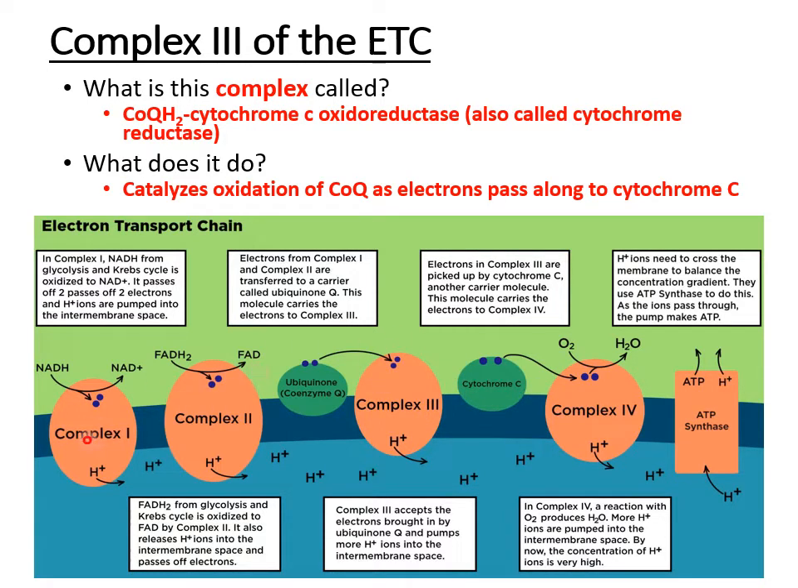And so you're seeing we're still moving these electrons along. In the first complex, we were moving the electrons from NADH to CoQ. In the second one, the electrons were passing from FADH2 through that succinate oxidation to CoQ. Now we have CoQ passing those electrons that it gained. It's going to pass them to the cytochrome C, and then we can make it to the fourth complex.